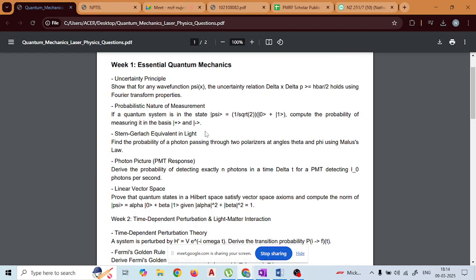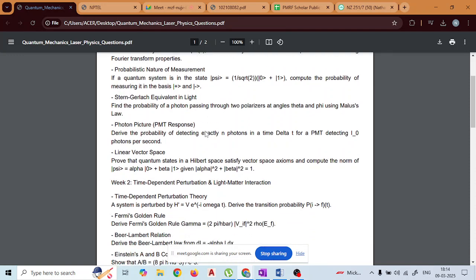First we will be dealing with the uncertainty principle, and how all of these things are related to each other. Some mathematical symbols have been written over here, and you try to figure out how things can be written in a more convenient form. Then the probabilistic nature of measurement, Stern-Gerlach, equivalent light photon picture, PMT response, and linear vector space.